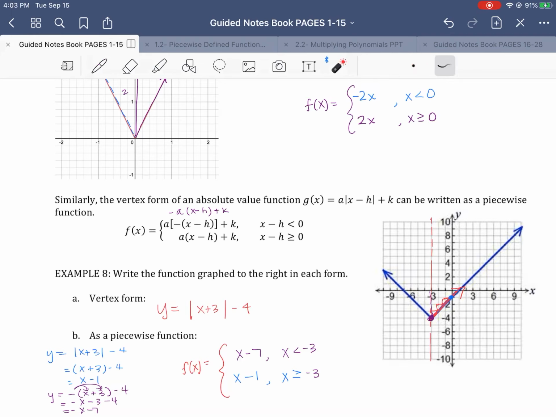Again, you can always check your answer. If you're unsure and you're like, does that really create my v? Well, let me look. Oh, yep, it has a slope of negative 1, and if it kept going, it would certainly cross at negative 7. So there's the negative 7 that I wanted. Okay, always kind of double check your work there.